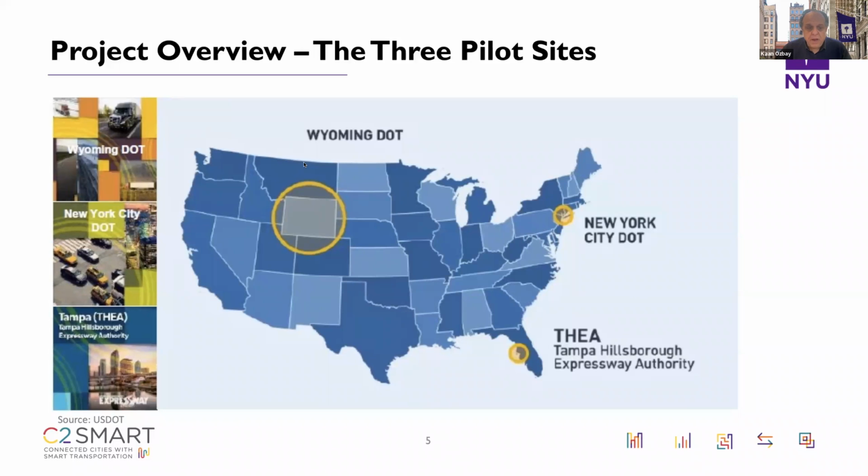So just a brief background for those of you who are not familiar with the CV pilot. There were 3 sites, Wyoming, New York City, and Tampa. And each site was basically focusing on different aspects. As I said, New York's focus was on safety.